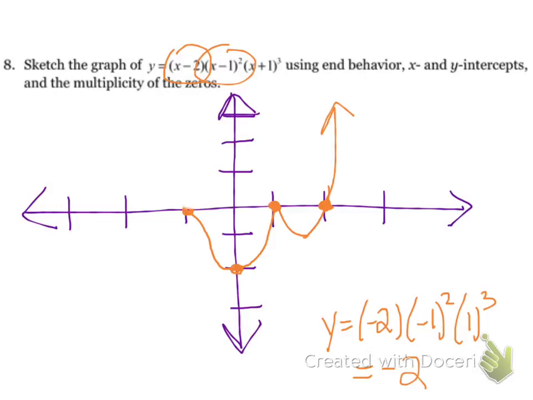And I'm actually going to erase my end behavior and do it a little bit better over here. So it's going to do that S curve, implying odd multiplicity. So there we have it. There's our graph.